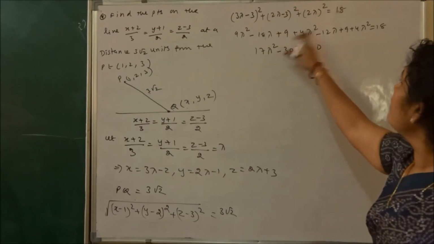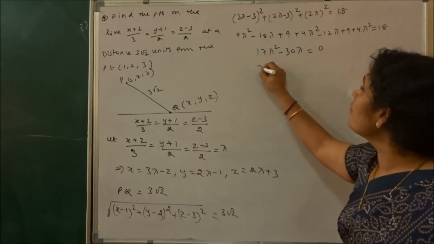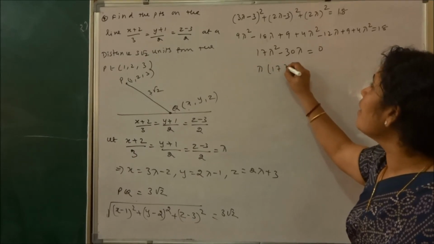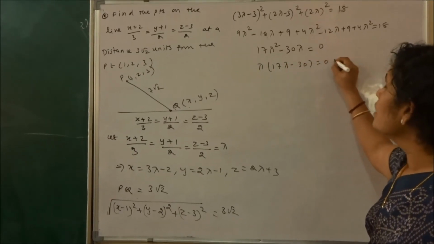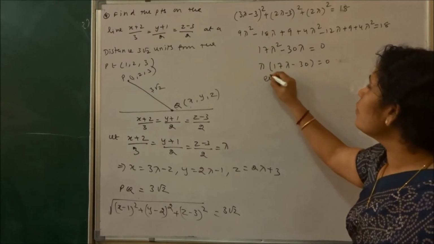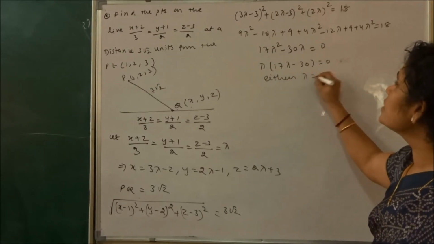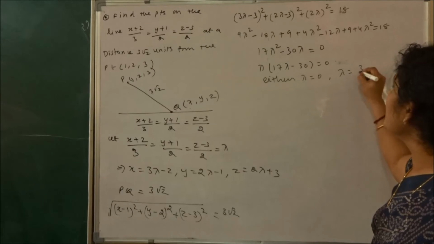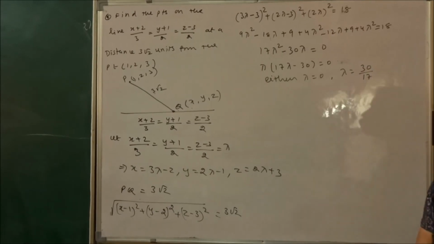Clear? This 9 plus 9, 18 goes to that side, 0. If I take lambda outside, 17 lambda minus 30 equal to 0. So either lambda equal to 0, or lambda equal to 30 by 17. So we are getting two values.